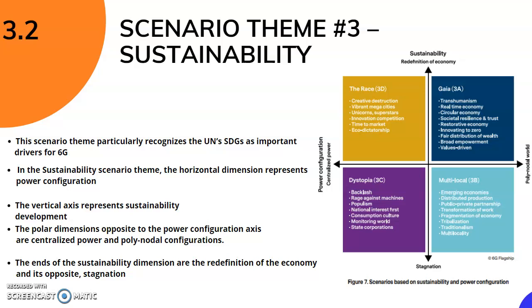So in the multi-local scenario, sustainability is destination driven, and the power configuration is polynodal world focused. That means a shift has happened in global politics from a multipolar to a polynodal world. The geopolitical power blocs of the USA, Europe, and China give way to a networked world with nodes comprising countries, emerging economies, corporations, and other non-state actors.